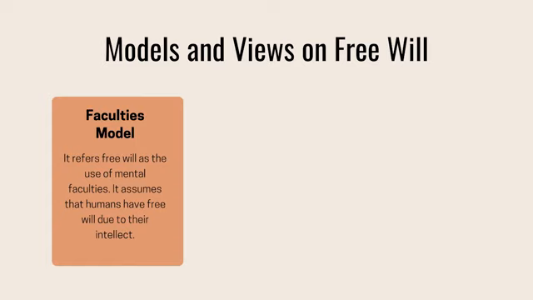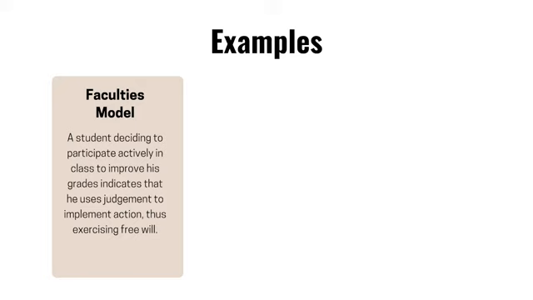So, the faculties model. It refers to free will as the use of our mental capacities. It assumes that we have free will due to our intellect and that each human action is based on rationality and sound judgment. An example of that would be a student deciding to participate actively in class to improve his or her grades. It indicates that he or she uses judgment to implement an action, thus exercising free will.